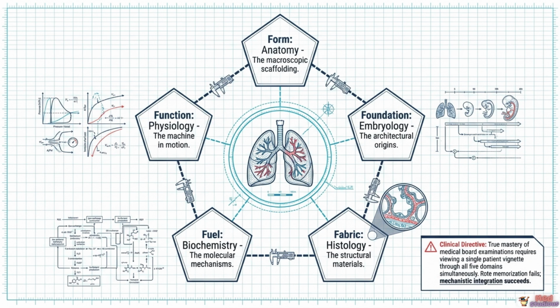Fabric refers to histology, the structural materials, the specific cell types and tissue arrangements that make up the airway wall and the alveolus. Fuel refers to biochemistry, the molecular mechanisms, including surfactant synthesis and the biochemical pathways underlying gas transport. And function refers to physiology, the machine in motion, encompassing pressure-volume relationships, flow-volume curves, and ventilation-perfusion matching.